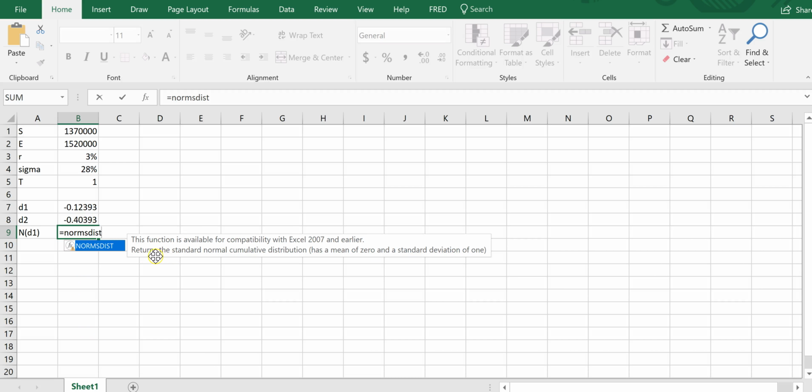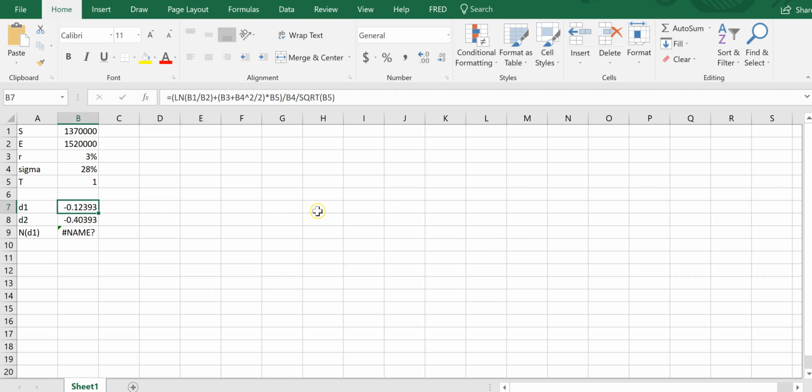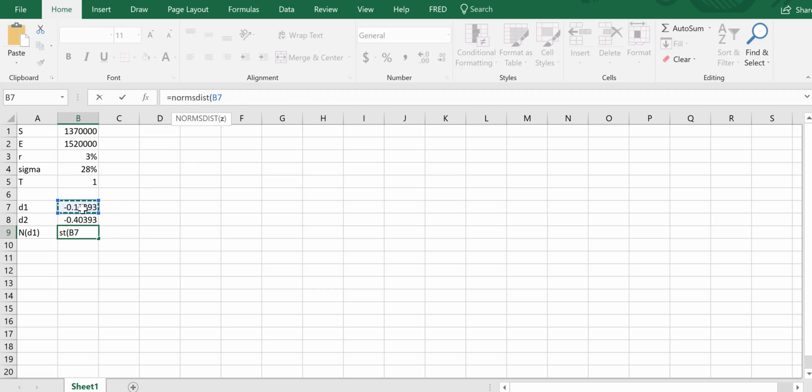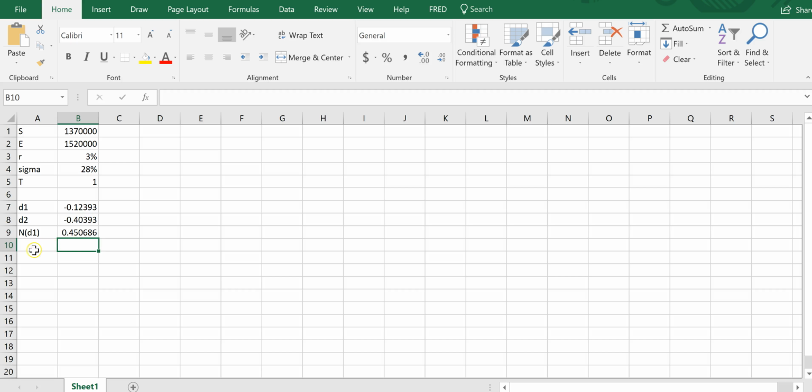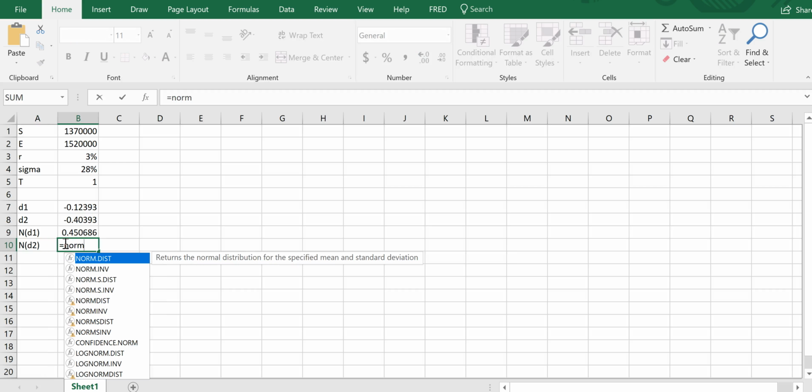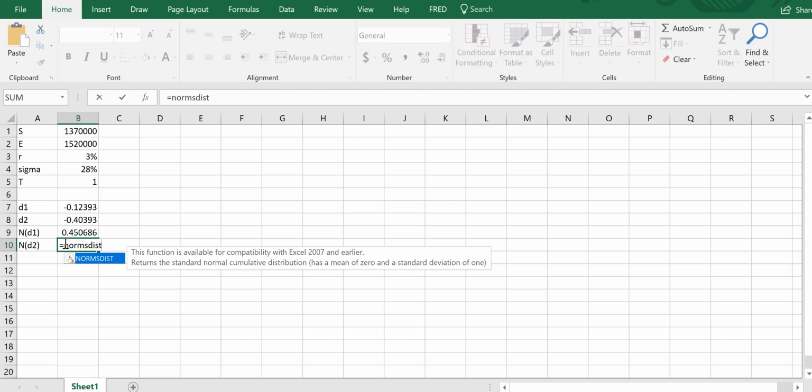If you read this instruction here, it returns the standard normal cumulative distribution, which has a mean of 0. Standard normal means that the mean is 0 and the standard deviation is 1. So that's what the standard normal means, and that's exactly what we need. And so that's ND1. Just click on this number. Oh, I need the open parenthesis and D1, close that. And that's ND1. And ND2, similarly, that's simply NORM.S.DIST and D2.